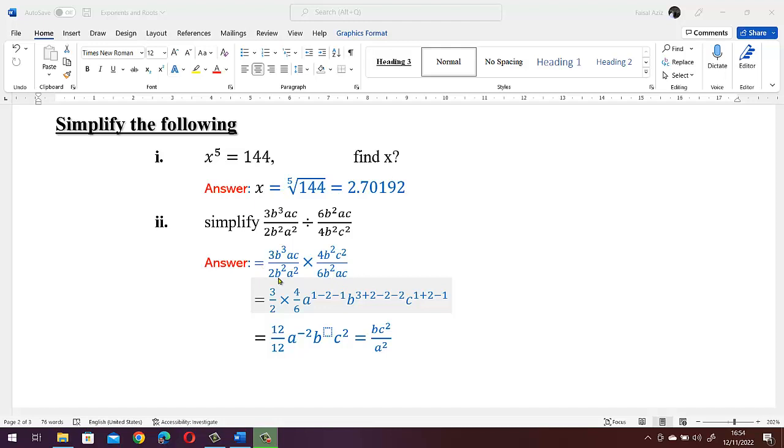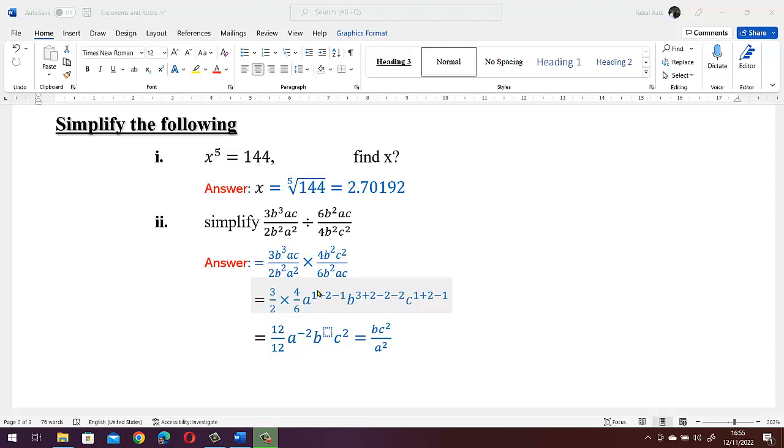The next step, we will separate all the constant numbers. We have 3 upon 2 here, and here we have 4 upon 6, and then we put all the variables in order. As you can see here, we have in the numerator a, and in the denominator we have a square and a. So I will simply write a. There is no power, so it means there is power 1, and the variable in the denominator a2, when it will go up it will become -2.